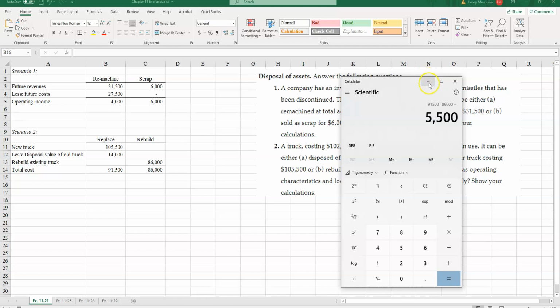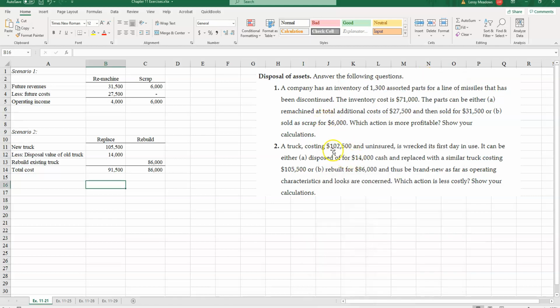Now, while we talked about the sunk cost in both example 1 and example 2, sunk costs are irrelevant. However, in example 1, additional rework or additional remachining costs are relevant to the decision-making process. Why? Because in one scenario I'm going to rework, and in the other one, I'm not. What about the salvage value in scenario 2? Well, in scenario 2, this is relevant. Why? Because I'm going to dispose of it for $14,000 under one scenario, but not the other.